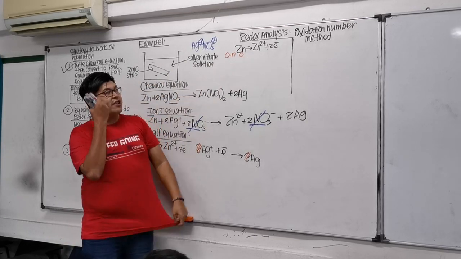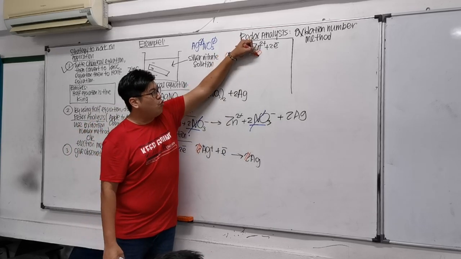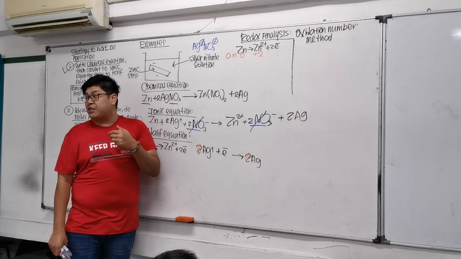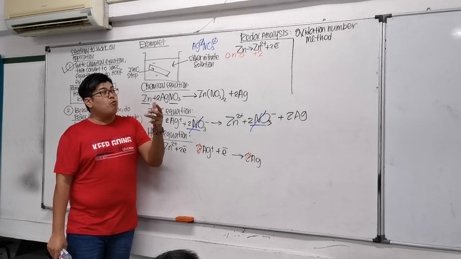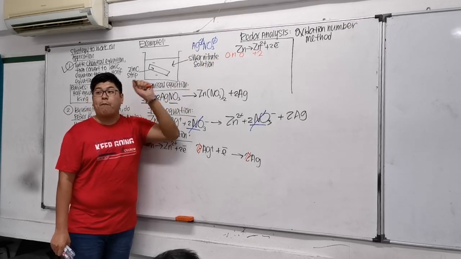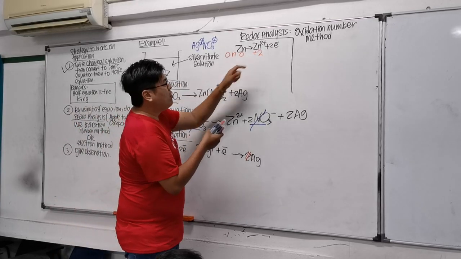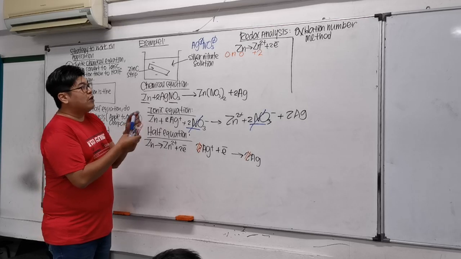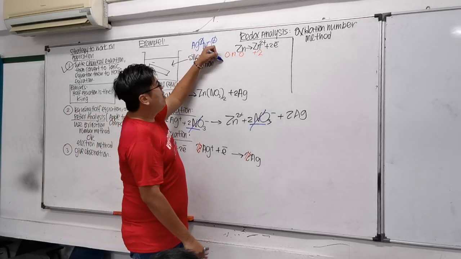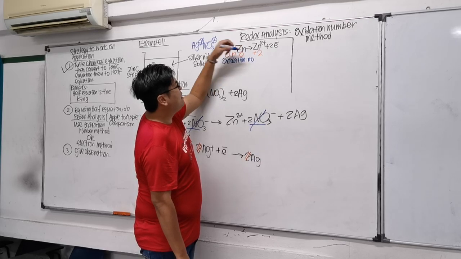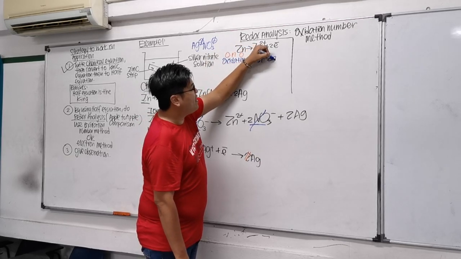Next one. Zn2+, what is the oxidation number? Plus 2. Because we learned before, the oxidation number for the ion is exactly the same as the charge. Understand? When you know Zn2+, the charge is 2+, so copy the charge: plus 2. Now, you have successfully listed out the oxidation numbers. So how do you do your apple to apple comparison?